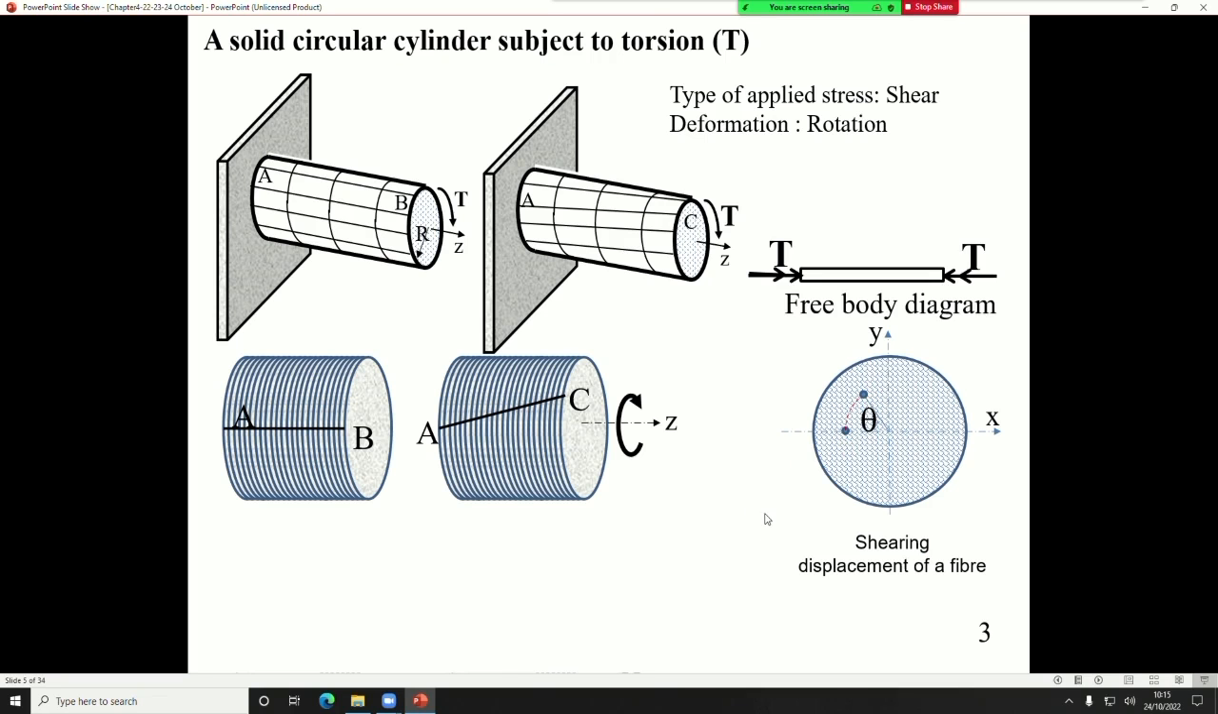So what do we conclude here? It means if you apply torque to a circular cylinder, in terms of stress, it's shear stress. In terms of deformation, it's angular deformation or angular twist.